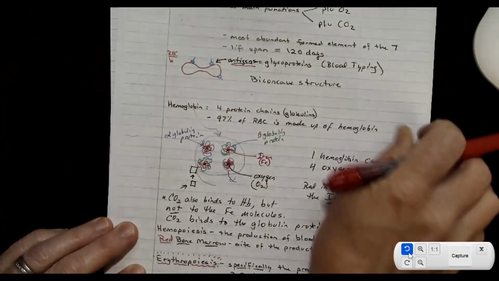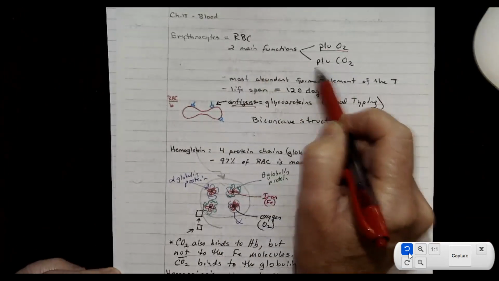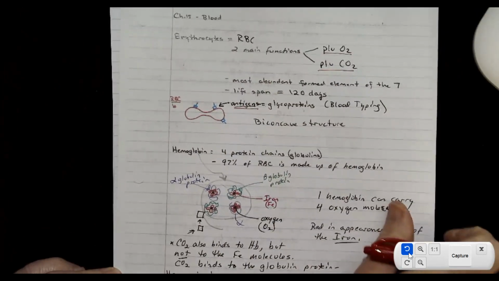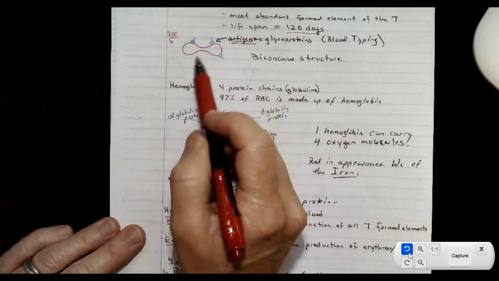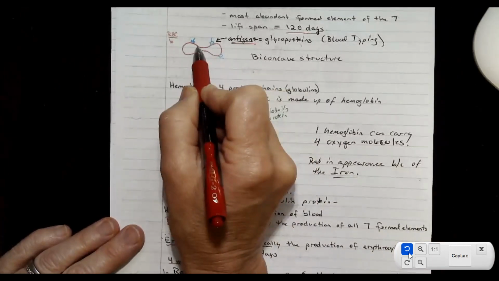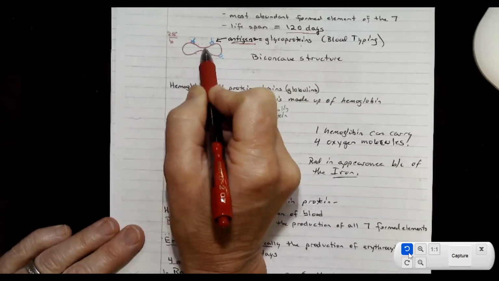blood typing. Erythrocytes, the 2 main functions: to pick up oxygen and pick up carbon dioxide and take it where it needs to go. Lifespan, 120 days. Has a biconcave structure. Why? Because at one time there was a nucleus in here, but it was ejected.